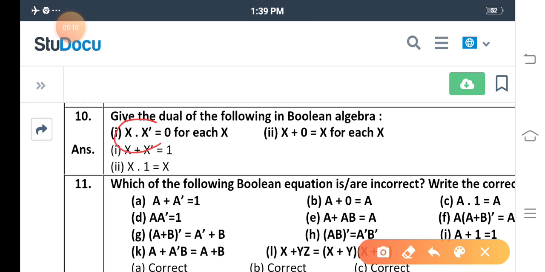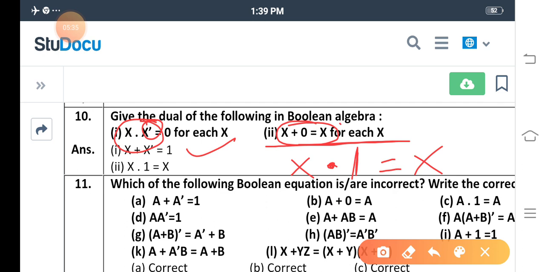Now again apply the same, answer will be this: x plus x bar is equal to 1. Plus will be converted into dot and 1 will be converted into 0, and complement will be same. Complement stays the same, it will not get changed. Now for this write the dual, so x will be same, plus into dot, 1 into 0 and the complement will be same. So you can look at here, because x plus 0 is x, you know it, and x dot 1 is equal to x.